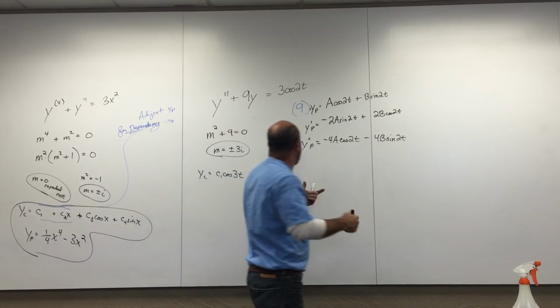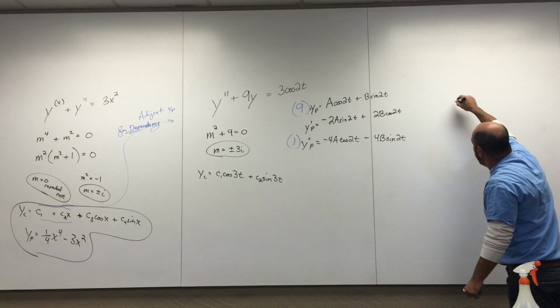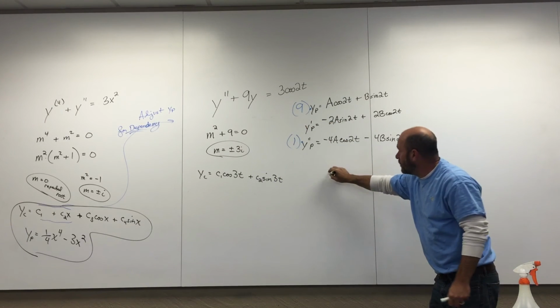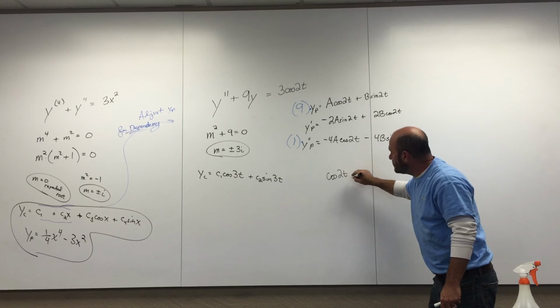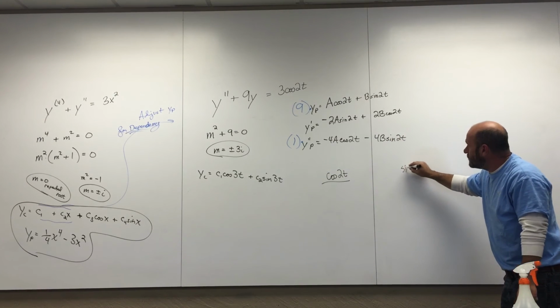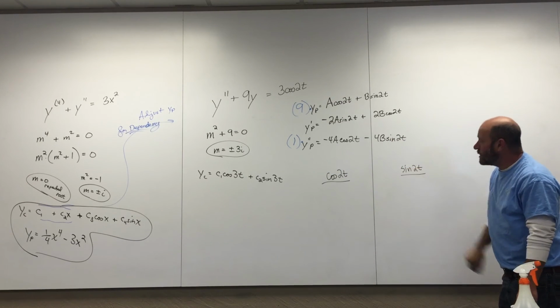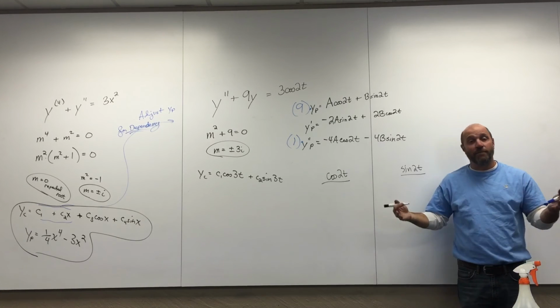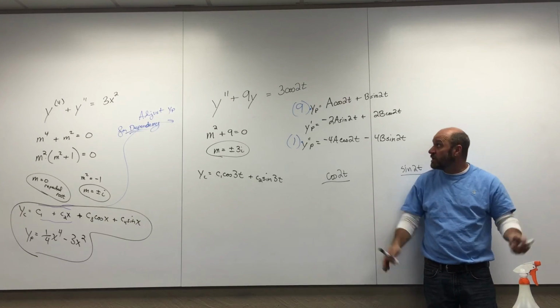So I start, and what I'm looking for is the terms. I'm looking for the cos 2t terms. I might take a look at the sine 2t terms and see what I can come up with here, and try to find my unknown coefficients a and b.